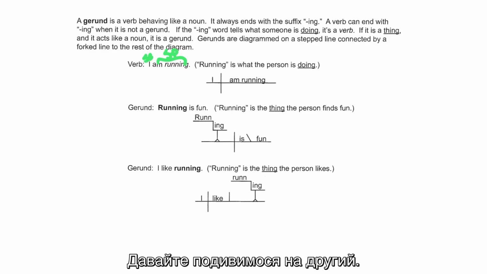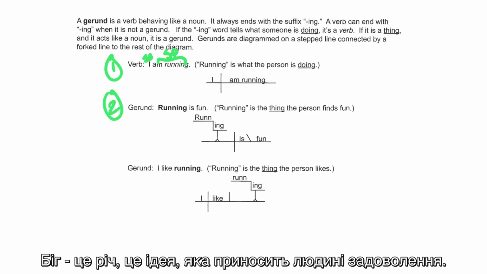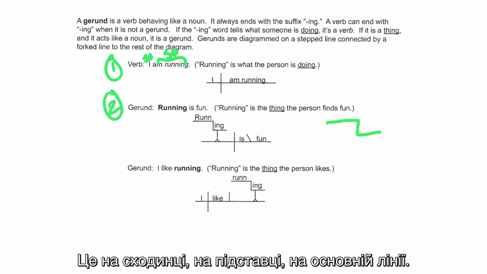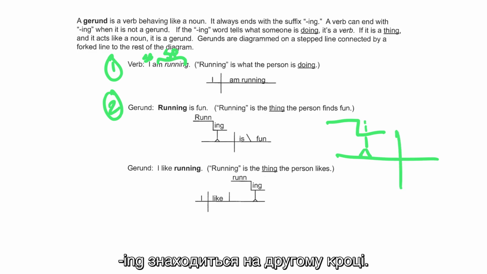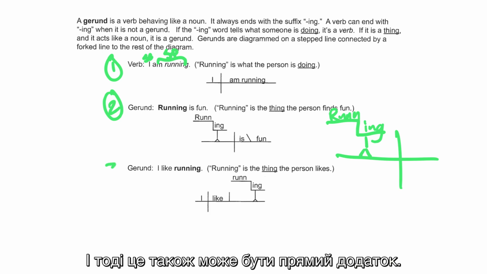Let's look at the second one. So that was number one. Let's look at number two. Running is fun. Running is the thing, it's the idea a person finds fun. So look how it's diagrammed. It is on a step, on a stand, on the main line. The ing is on the second step. The top step is anything that comes before ing. And then it can also be a direct object.